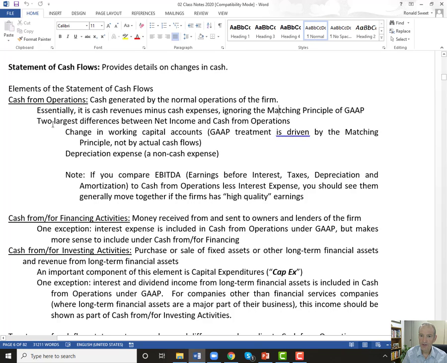We do accruals because of the matching concept in GAAP accounting. And the two largest differences between net income and cash from operations is the change in working capital. We're going to talk a whole lot about this here pretty soon. It's probably the most important concept and the most difficult concept under liquidity. And then depreciation. Depreciation is just a non-economic way the accountants came up for expensing an asset over time.